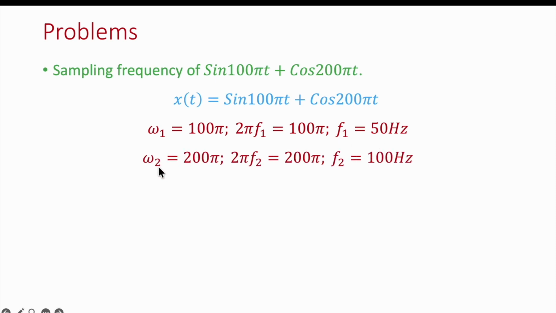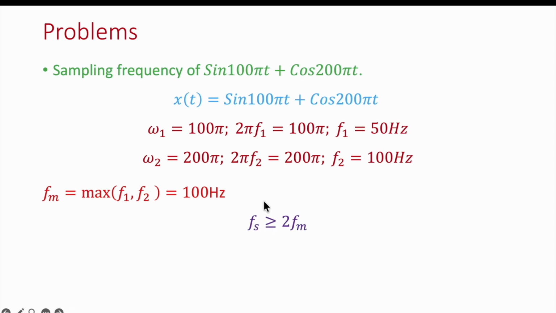Similarly, we can calculate W2 from this cos 200 pi t. W2 equals 200 pi, and we again use the same formula, 2 pi f2 equals 200 pi, where f2 equals 100 hertz. Now we can find f_m using this formula: f_m equals the max of f1 and f2. The maximum is 100 hertz, so f_m is 100 hertz.